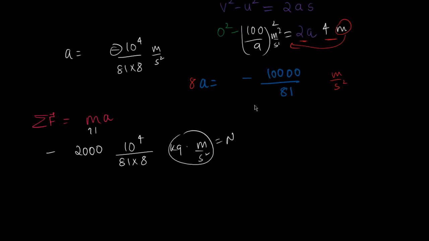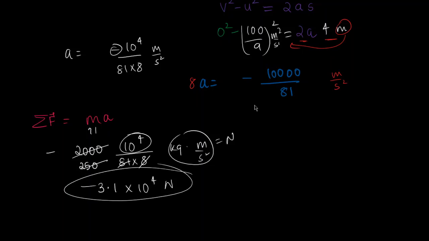And here, if you see carefully, this will divide this. You will get 250 here. And if you write that a bit more in scientific notation, if you divide 250 by 81, you will get somewhere in the vicinity of 3.1, and that multiplied by this 10 to the power 4, so 3.1 into 10 to the power 4 newtons in the negative direction, that will be the answer.